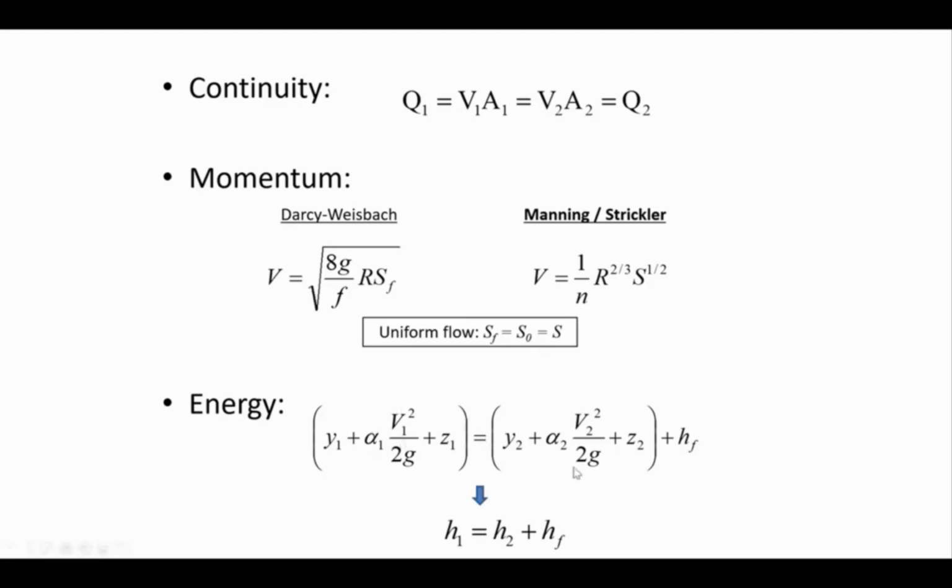The energy equation we've already talked about, and what it all boils down to is the head at location 1 is equal to the head at 2 plus the losses. So the head at 2 is going to be less than the head at 1 because of the losses that occur. And when you have uniform flow that's steady, the head losses are equal to the elevation difference between 1 and 2.